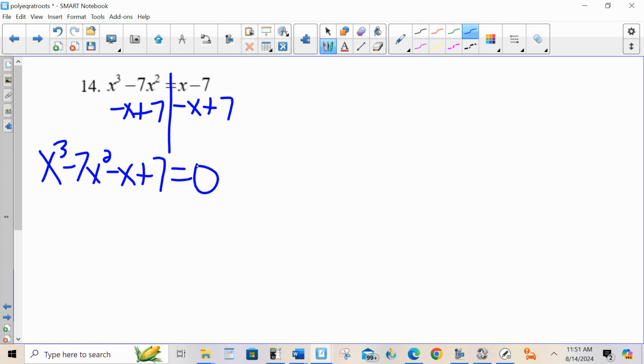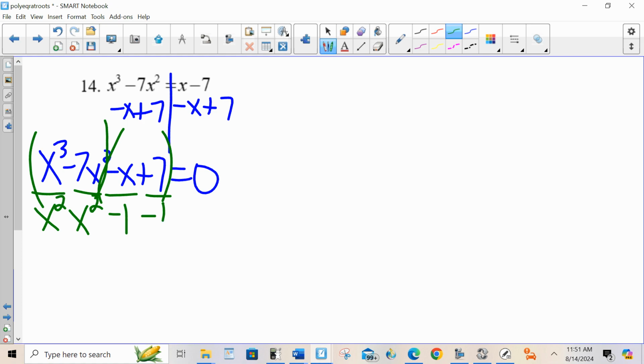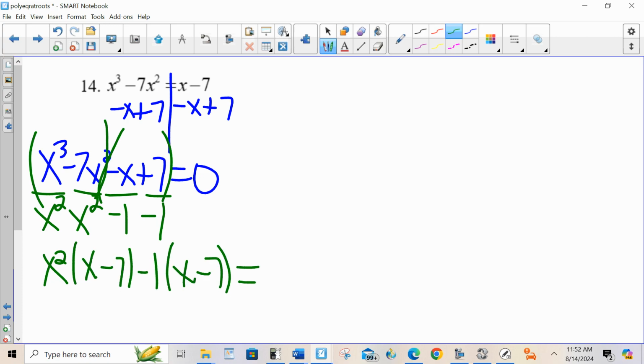Factoring. Is there a GCF? No. There are 4 terms. 4 terms is grouping. So I group the first 2 and the last 2. I find the GCF of each group. If there is no GCF, it's a 1. And since there's a minus in front of the group, I pull out a negative with it. I have x squared, x minus 7, minus 1, x minus 7 equals 0. That's step 1 of grouping.